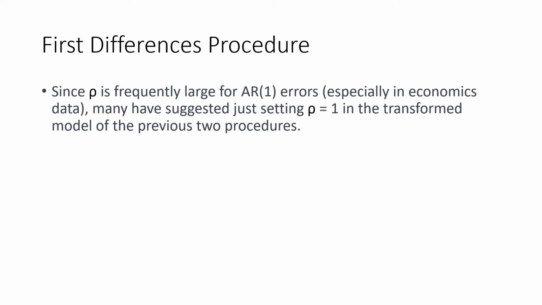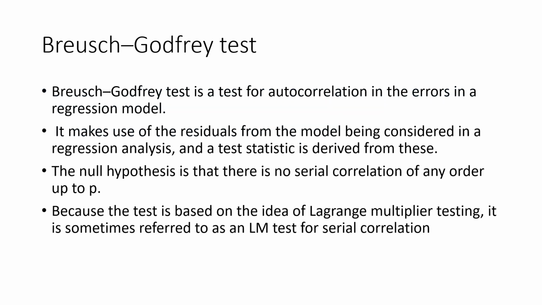Since your rho is frequently large for AR1 errors, many economists or analysts suggested just setting your rho equal to 1 in the transform model of the previous two procedures. So this will give you some idea with respect to autocorrelation in your model. So that's all about the first difference procedure.